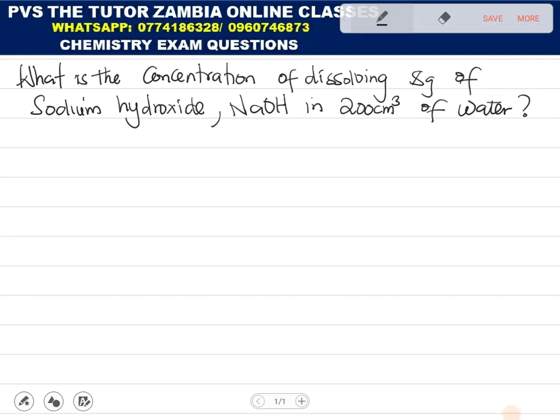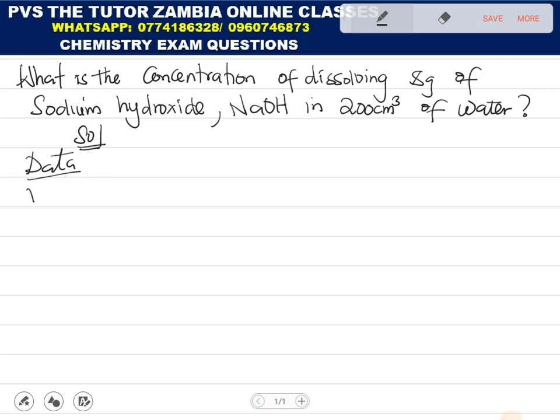Stoichiometry lovers, I have a question here which says, what is the concentration of dissolving 8 grams of sodium hydroxide in 200 cubic centimeters of water? From the word go, there are two things that we can do, and I'm going to show you both of them if you're okay. Okay, let's look at the solution.